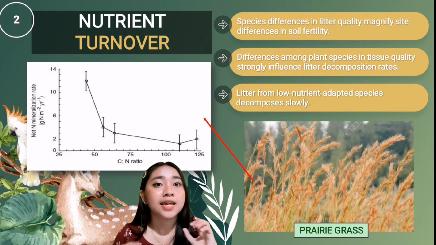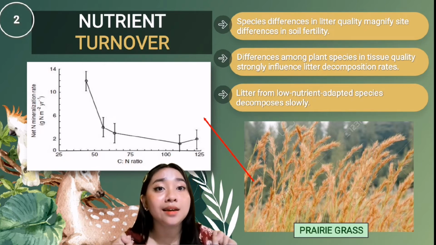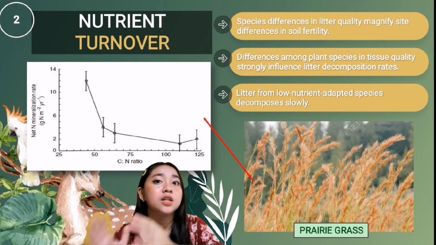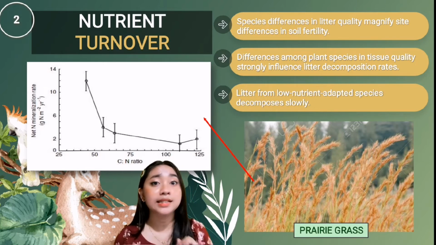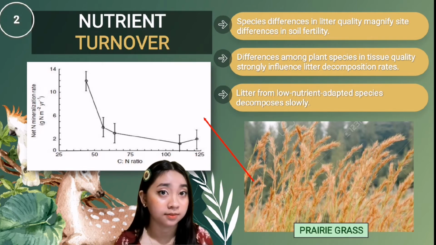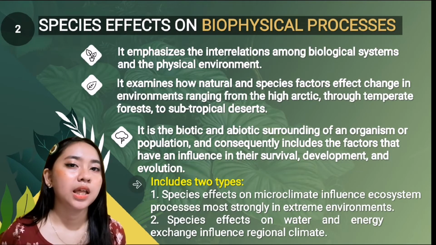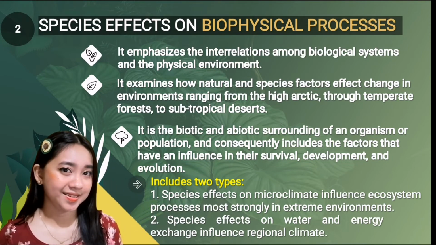For example, enhanced net nitrogen mineralization rate of soil within 3 years compared to the same soil planted with late successional species whose litter has a high carbon to nitrogen ratio. Now we have the species effects on biophysical processes.